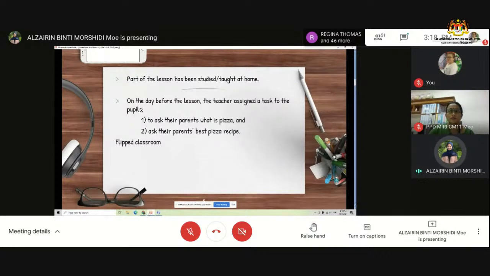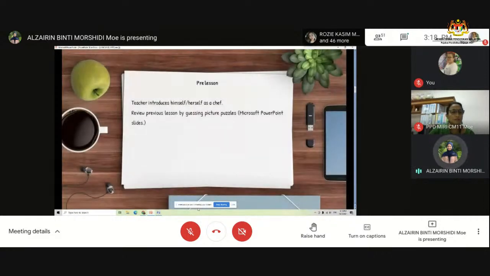So this is how a flipped classroom can be conducted, where the pupils can ask their parents to search for a video on how to make a pizza. Okay, so this is the pre-lesson. What happened during the pre-lesson? The teacher introduced himself or herself as a chef, and reviewed the previous lesson by guessing a picture puzzle. This is what I mentioned just now.